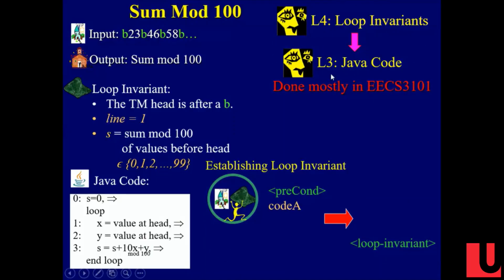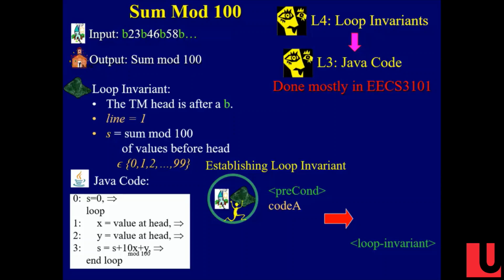But how do you establish the loop invariant? So you say, suppose I know the precondition is true. What's the precondition? I have all that stuff on my tape. I'm going to execute some code. Which code? It's the code at the top, before the loop. I have to do the minimal work to establish the loop invariant. How do I do that? Well, where is the head initially with the Turing machine? The head is on that first B, and it's in the start state. So what do I have to do?